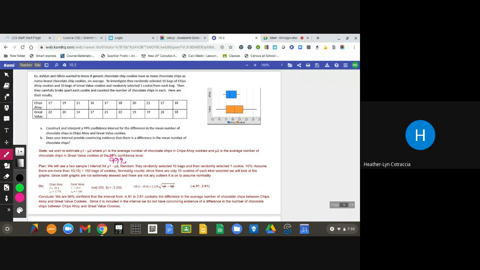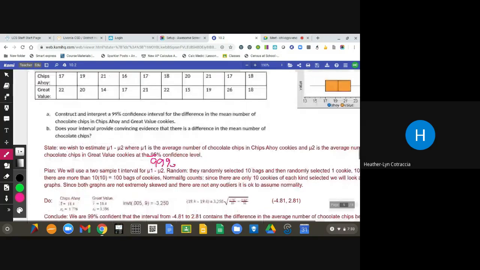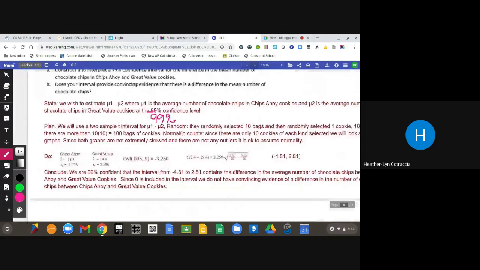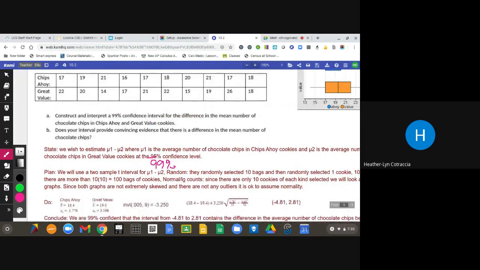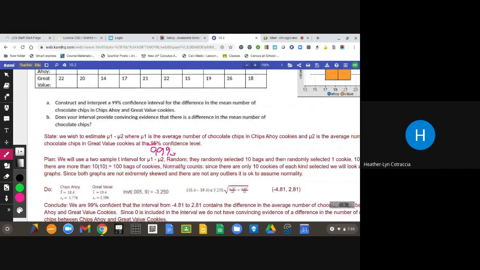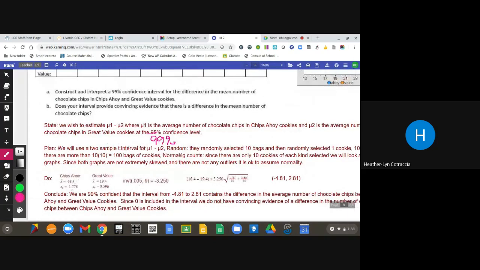Now the next part here, let me see if I can zoom in a little bit. So then what I did was I entered it into a calculator, or you could do this in Excel or Google Sheets, whichever. I entered in the data and I found the mean and the sample standard deviation for either. Yes, it's a sample standard deviation because it was a sample of cookies. So found both of those data points. I also needed to find out what my t-value was.